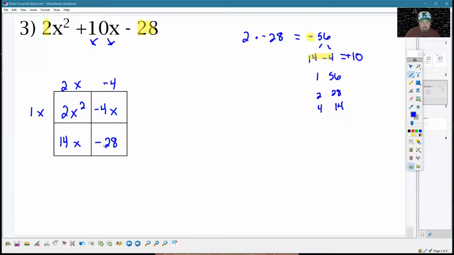So 14 and 28, those also have a 14 in common for this one, but if I make that 14, 14 times 2 gives me 28. So 2 times what gives me 14? Tells me that should be 7, and it's going to be positive because 7 times -4 needs to give me -28. Now the reason that happened is there's a common factor of 2 in this that we'll have to factor out at the end. So let's write down what we have. We have 2x minus 4, and we got x plus 7.